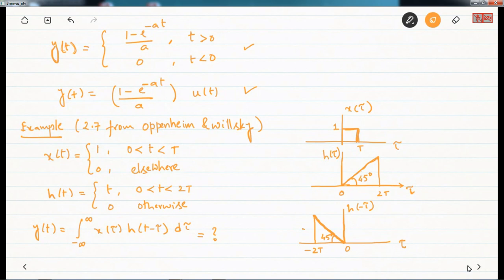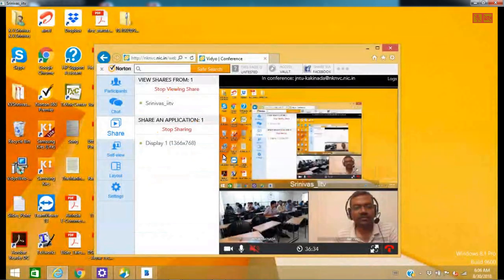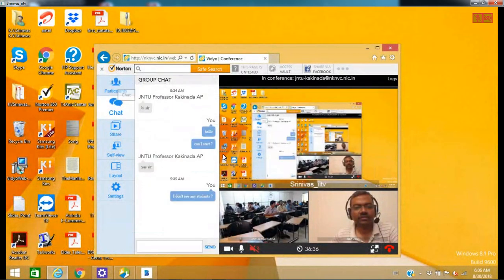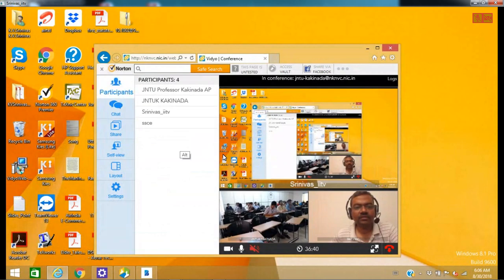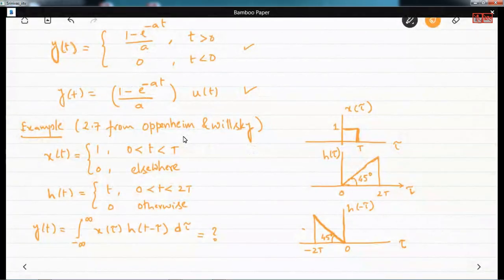So okay, so now let's again examine. Now h of minus tau is this, and for t less than 0, it still moves to the left. Okay, first you note down this. I think you are following it up. I'm going very slow, as you can see that, right? Yeah.